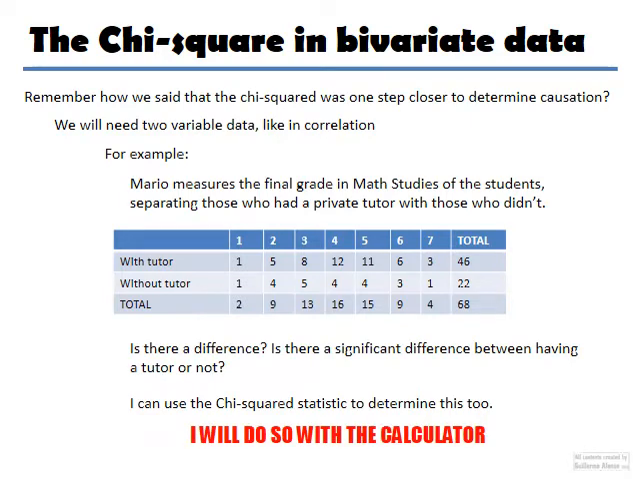Now, the important thing about the chi-squared with bivariate data is that it's always done with the calculator. We never do anything without the calculator here, without a graphic display calculator. So very much like in correlation. Let's take a look at how it actually works.